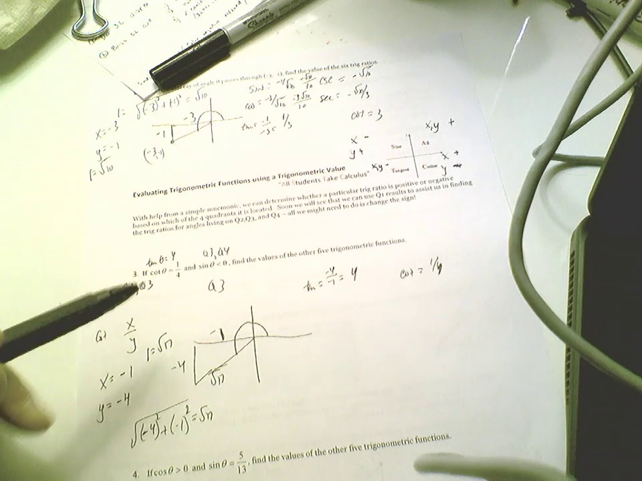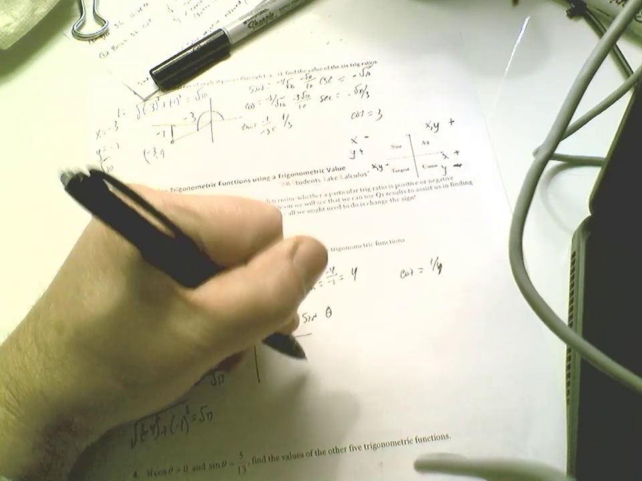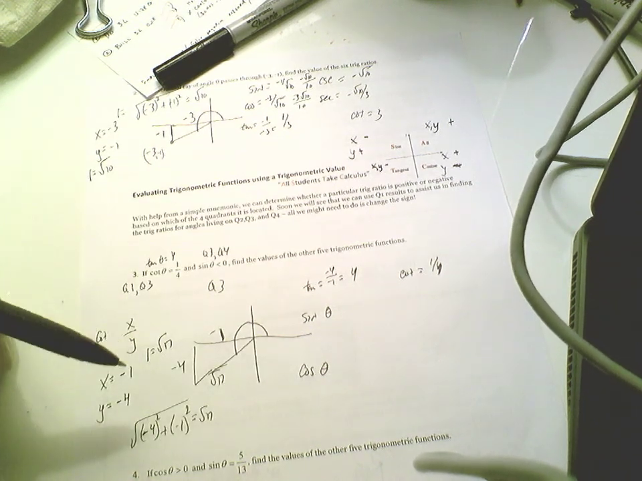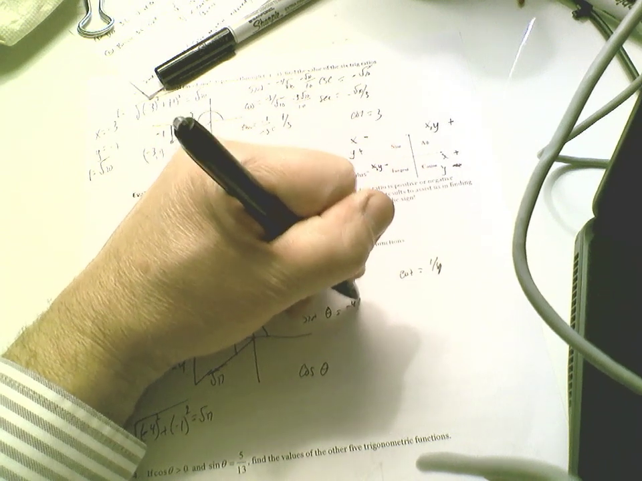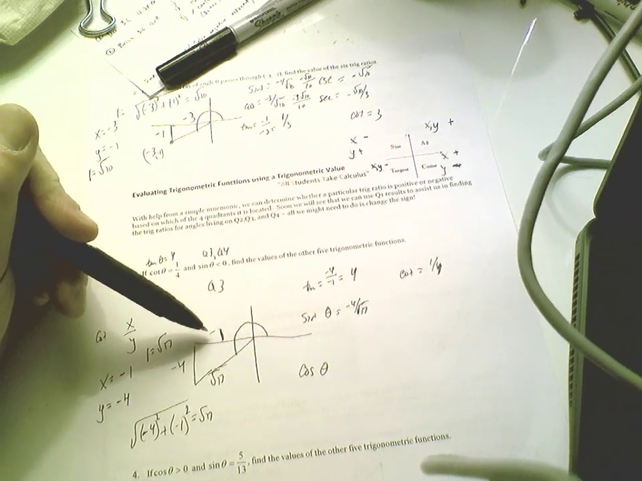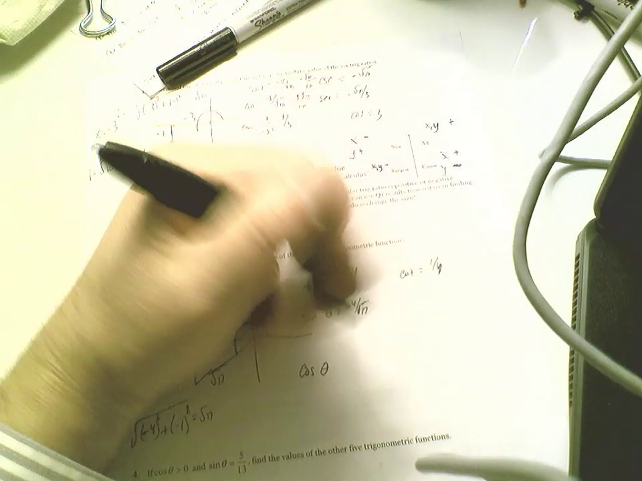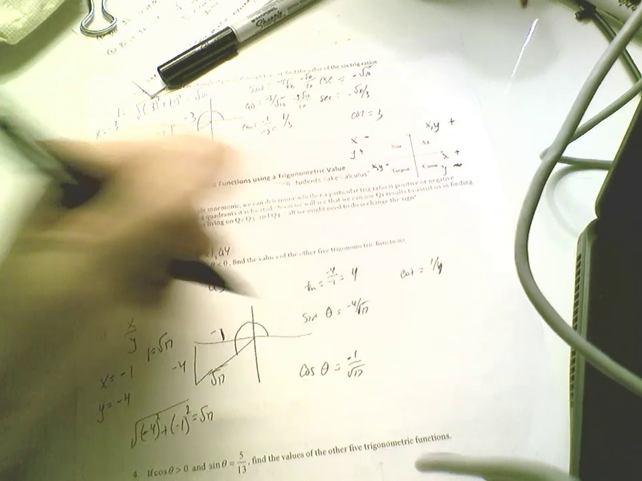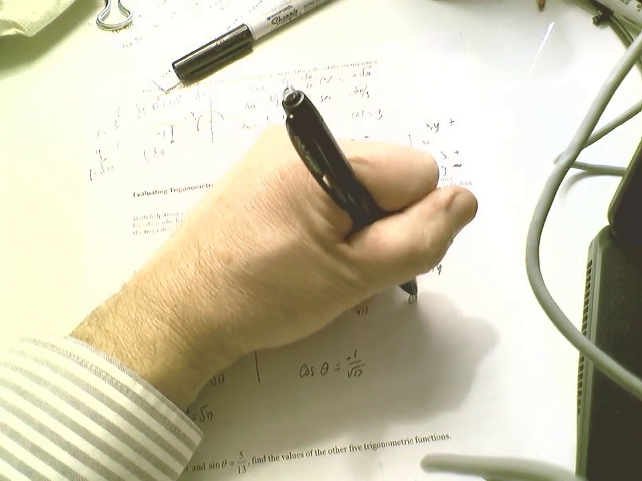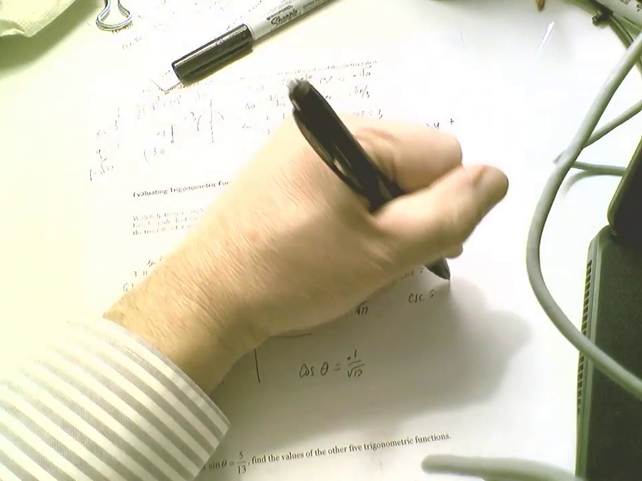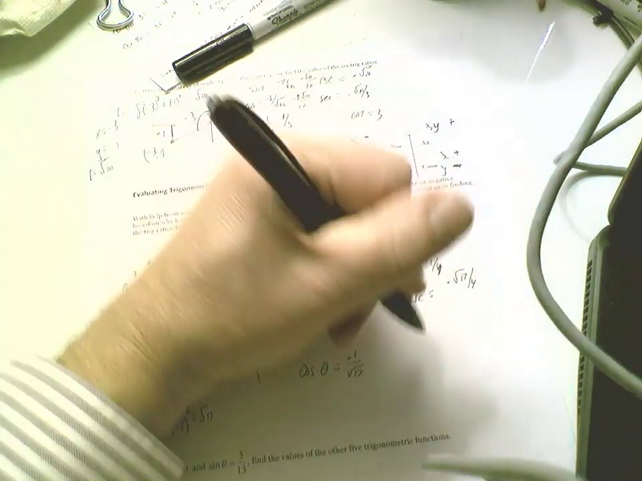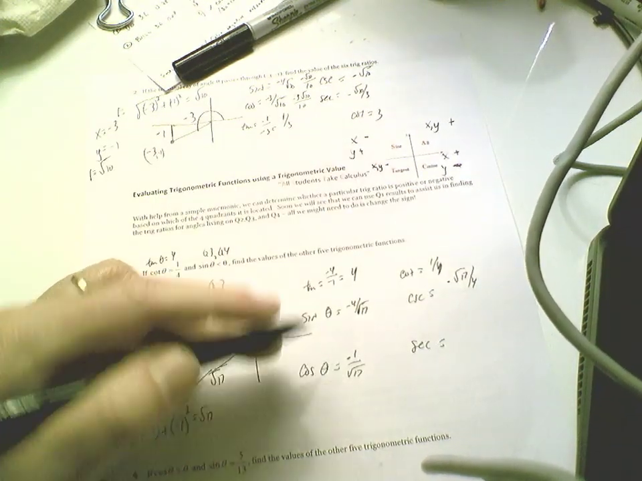Let's go ahead and work our other big two. Kind of working this in a different order than usual. The sine is what? Y over r, -4 over the square root of 17. Cosine, x over r, -1 over the square root of 17. We'll come back and we'll rationalize in a second. Let's go over here. Cosecant, negative square root of 17 over 4. Secant, negative square root of 17.